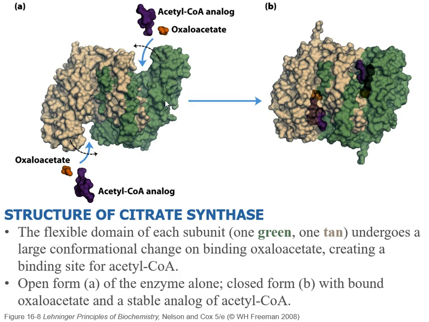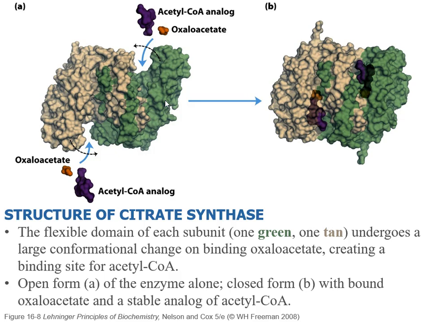So I wanted to look at a structure of the enzyme. So this is a citrate synthase, and there are two subunits. Here in this picture, there's one that's green and one that's tan, and each subunit undergoes a very large conformational change on binding OAA. So OAA binds first, and then that creates a binding site for acetyl-CoA. So we want to make sure that we capture that energy of the hydrolysis of the thioester bond in order to drive this reaction forward.